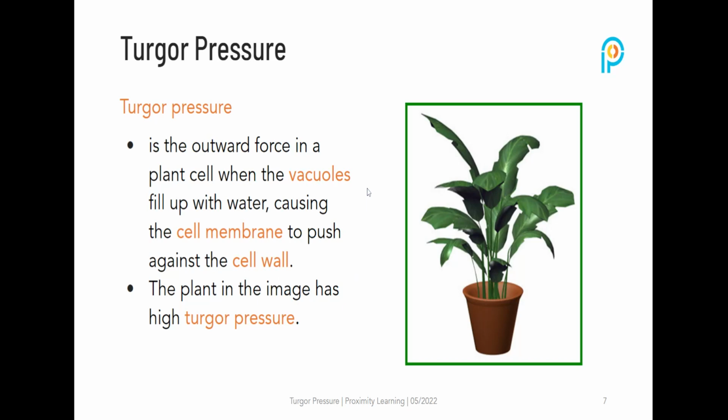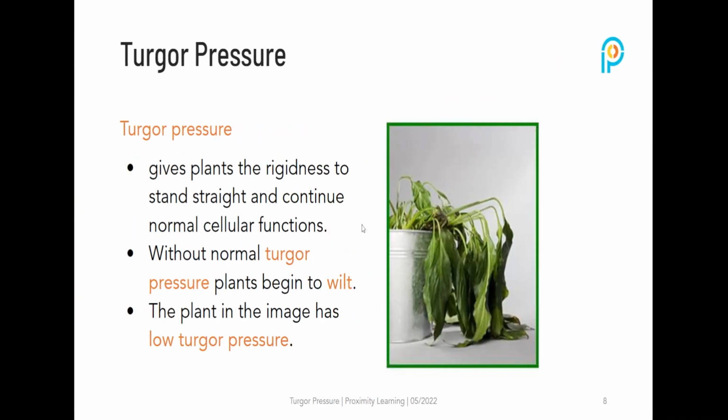All right, so turgor pressure. This is the outward force in a plant cell when the vacuoles fill up with water, causing the cell membrane to push against the cell wall. The plant in the image has high turgor pressure. It gives the rigidness to stand straight and continue normal cellular functions.